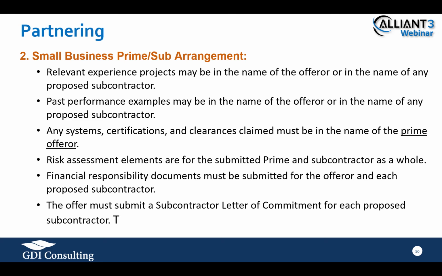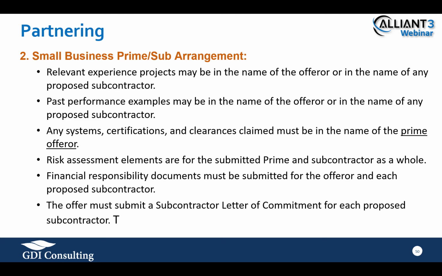That's fine. Then when you provide past performance, again, you provide past performance for your 5 and past performance for those 2 from the subcontractors. Any system certifications clearances claim must be in the name of the prime offerer only. So if your subs have them, they don't count.